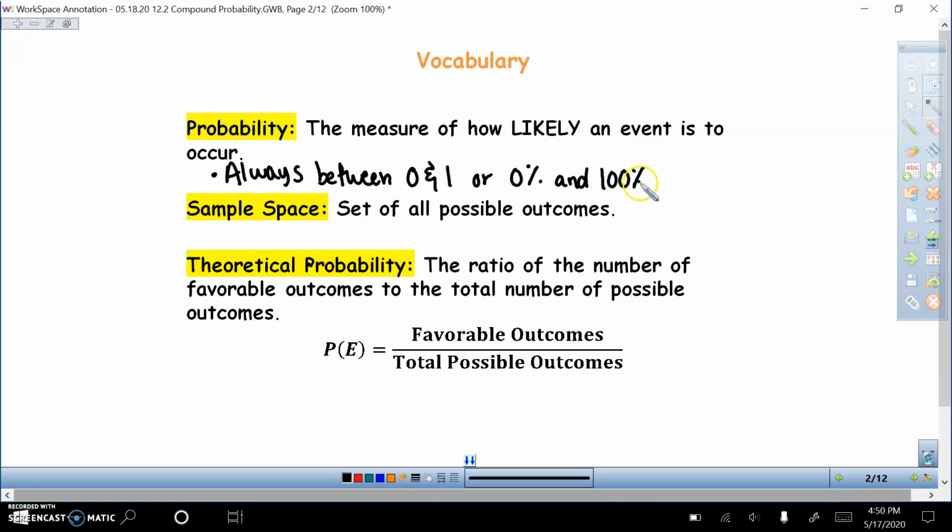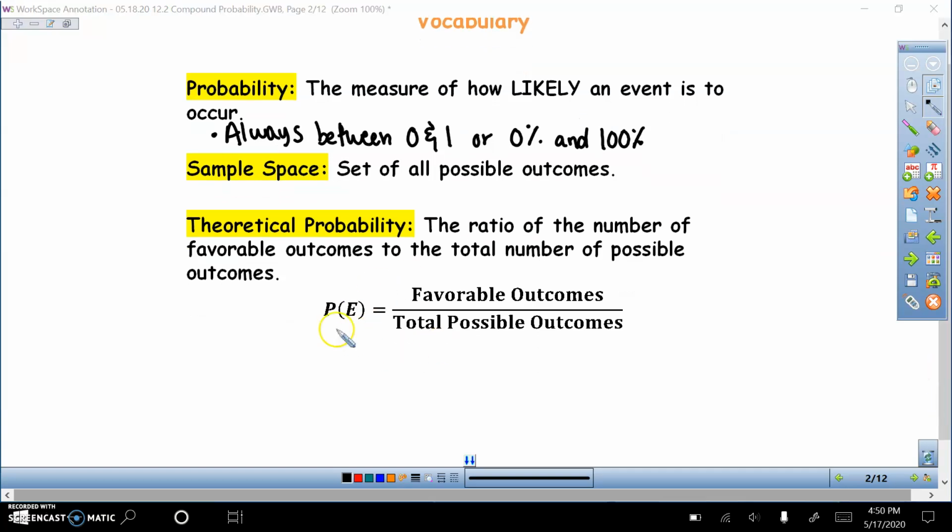So keep in mind, you probably have learned a little bit about probability in the past. You can represent probability in 3 different ways. You can use fractions, that would put it between 0 and 1. You could use decimals, which puts it between 0 and 1. Or you can identify probability using percentages, so 0% and 100%. A sample space is the set of all possible outcomes. Theoretical probability, this is what we're most used to working with, is the ratio of the number of favorable outcomes to the total number of possible outcomes.